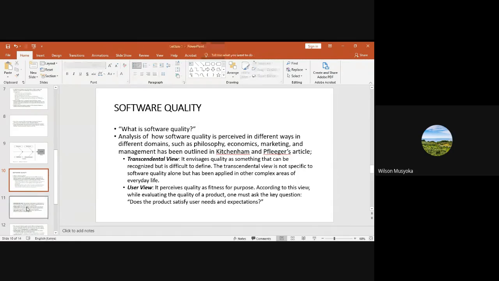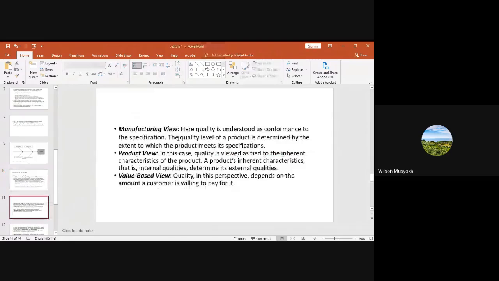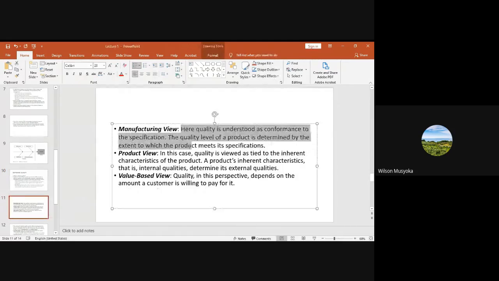Then we also have another definition, which is the manufacturing view. And here, quality is being viewed as conformance to the specification. Like we had said, there are those standards, especially when you are looking at financial software or security or what we call high dependability software, whereby if it went down, so much is at stake. So there are standards which are normally put in place to ensure that this software has to conform to those standards, and if it doesn't, then there will be a problem. So that is what is meant by the manufacturing view of software quality, whereby it is conforming to some standard or some specifications.